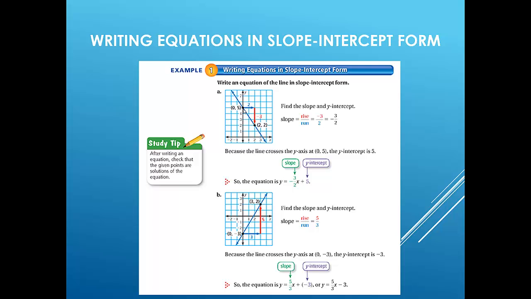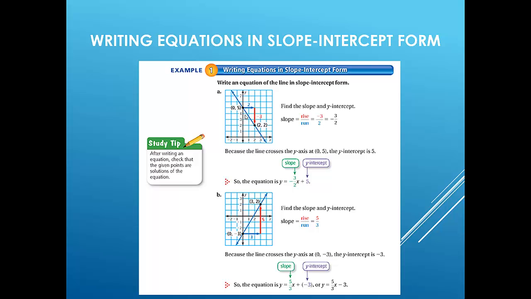We do rise over run. If we go over to the right 2, that's positive 2, that would be our run, and we go down 3, that's negative 3, that is our rise. So our rise is negative 3 and our run is 2, which gives us a slope of negative 3 halves. Because the line crosses the y-axis at (0, 5), the y-intercept is 5.